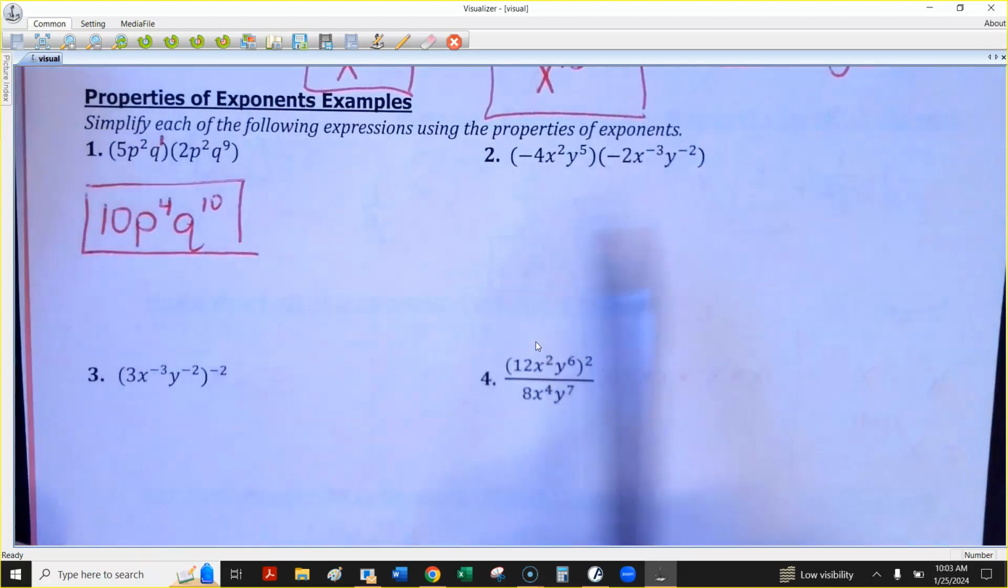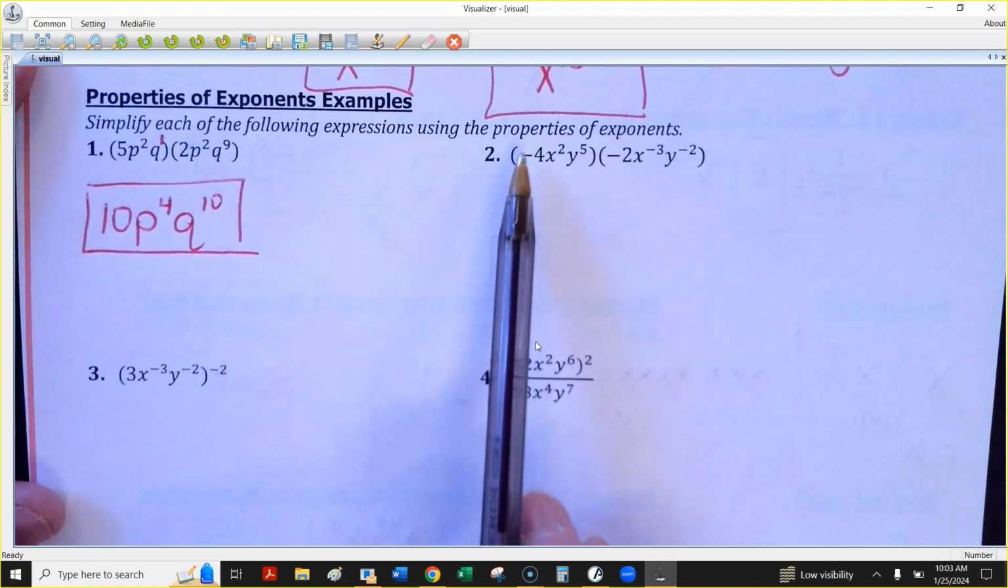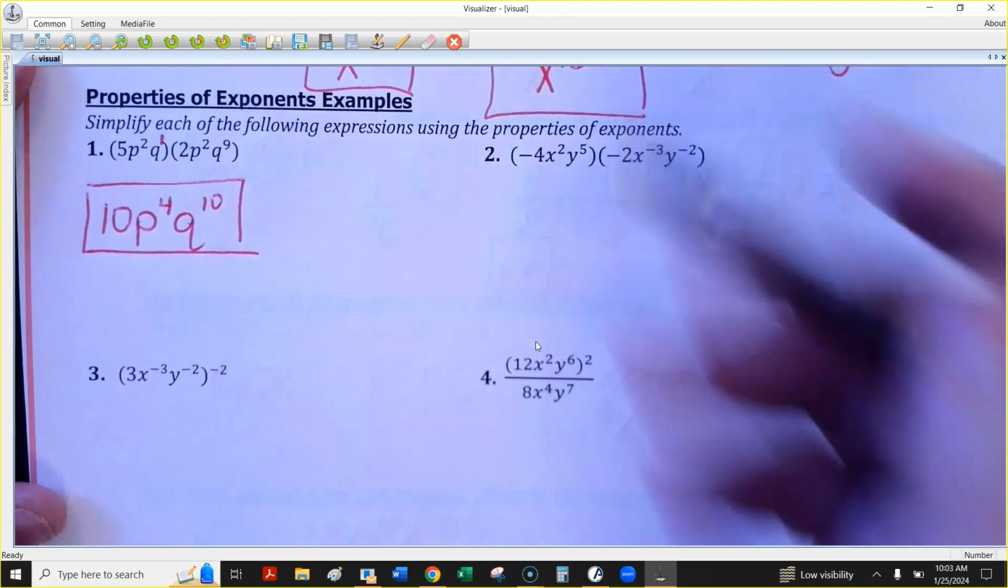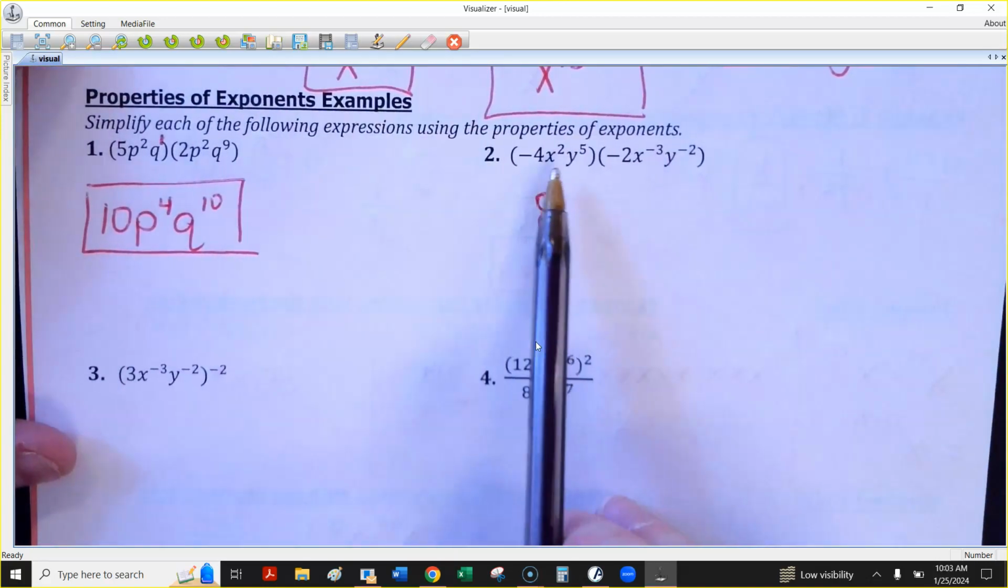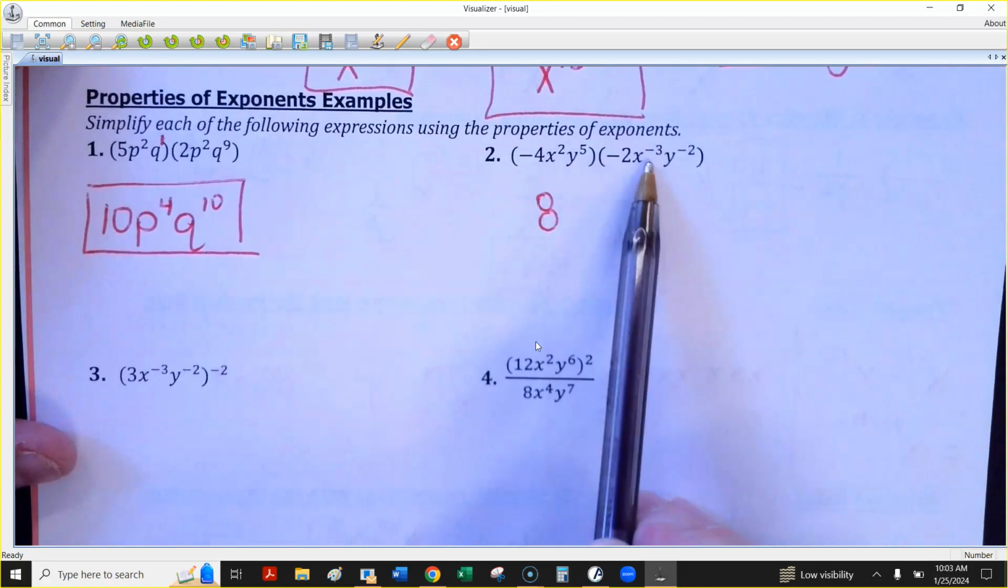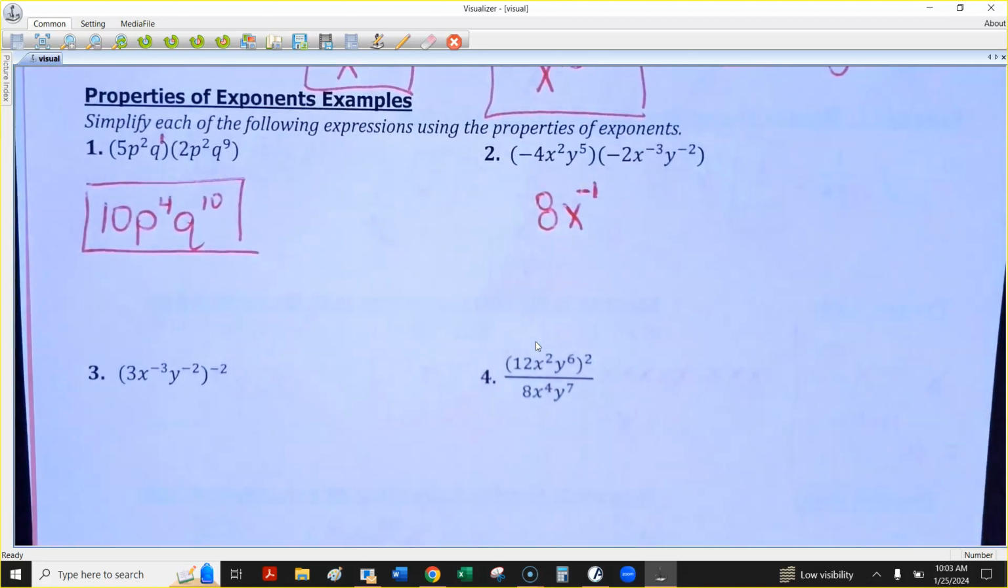Same thing here. I'm going to multiply the numbers, add the exponents on the letters that are the same. So negative 4 times negative 2 is positive 8. Those are not negative exponents, they're just negative numbers I'm multiplying together. Now my x's, I've got 2 here, negative 3 here. I'm just adding these exponents. That would be x to the negative 1. I'm going to simplify that in a second.